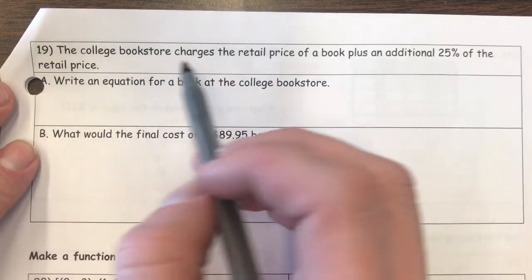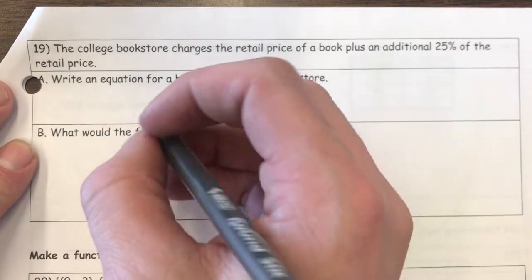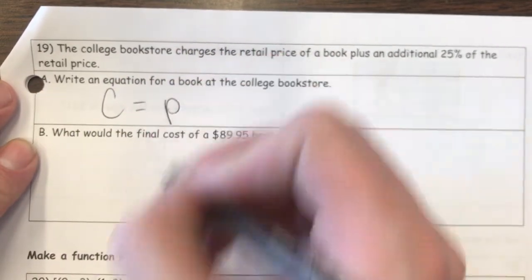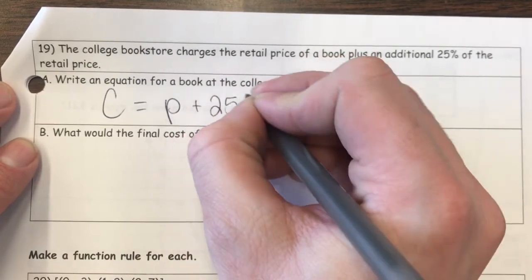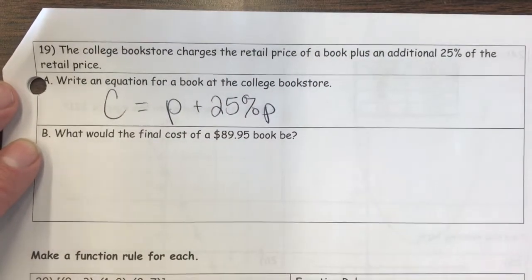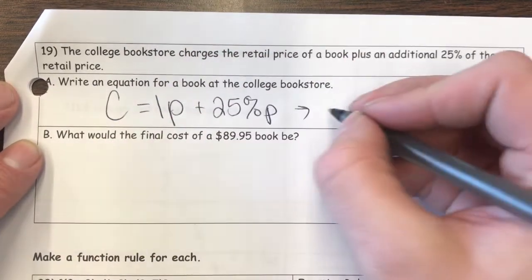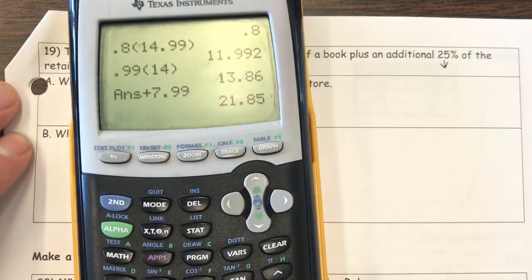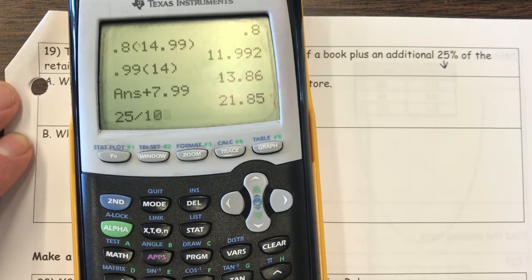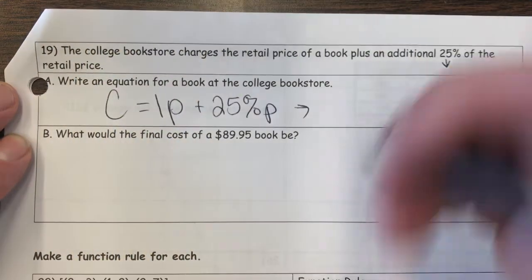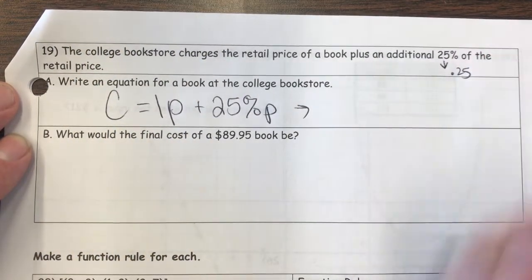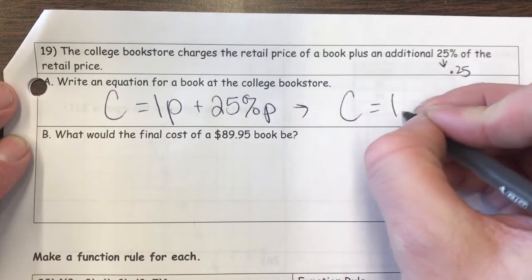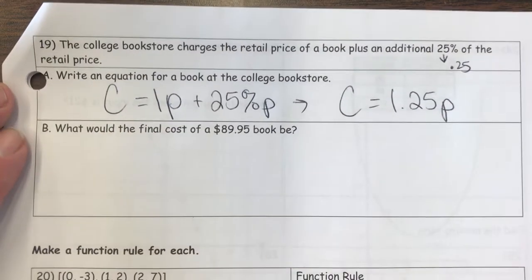Problem 19, a college bookstore charges the retail price of a book plus an additional 25% of the retail price. If you want to combine them, you have one price plus 25% of the price. Remember, 25% is the same exact thing as 25 divided by 100. So 25% is 0.25. So one price plus 0.25 of a price is going to be the same as 1.25 of a price.